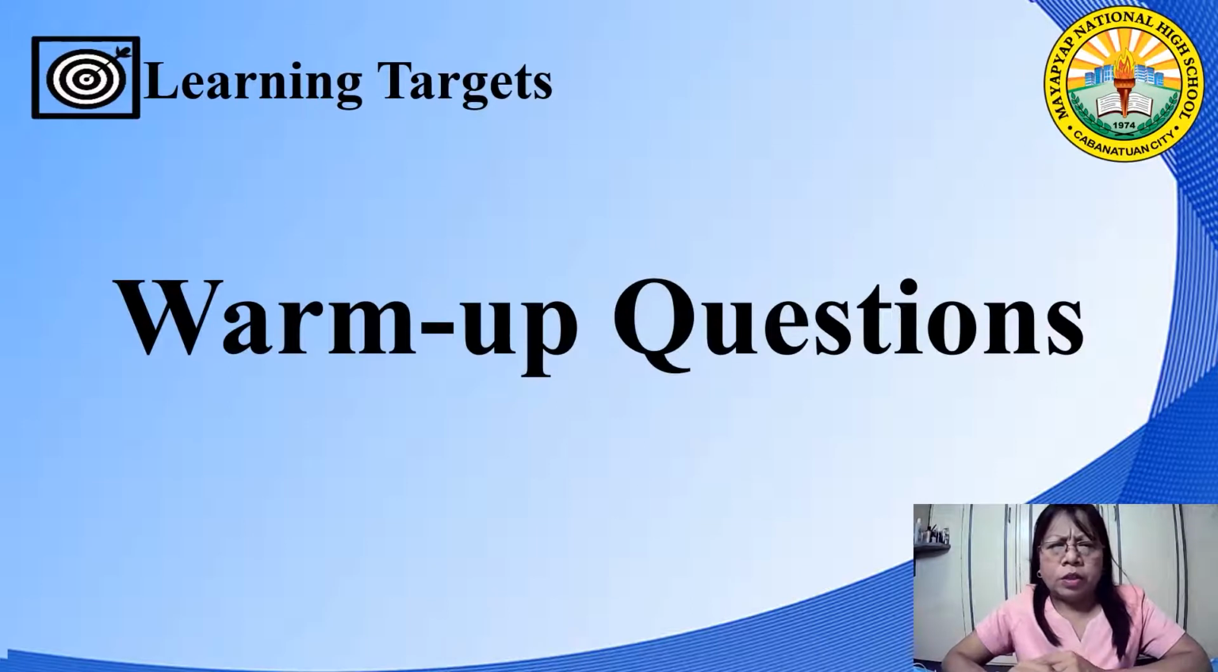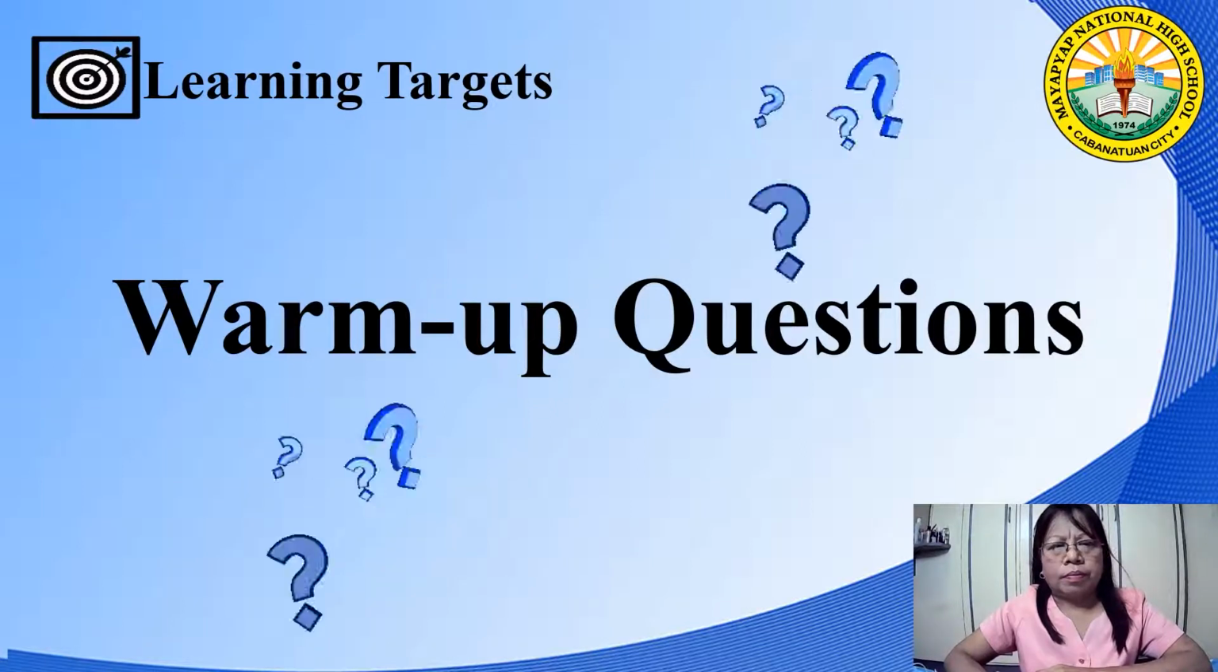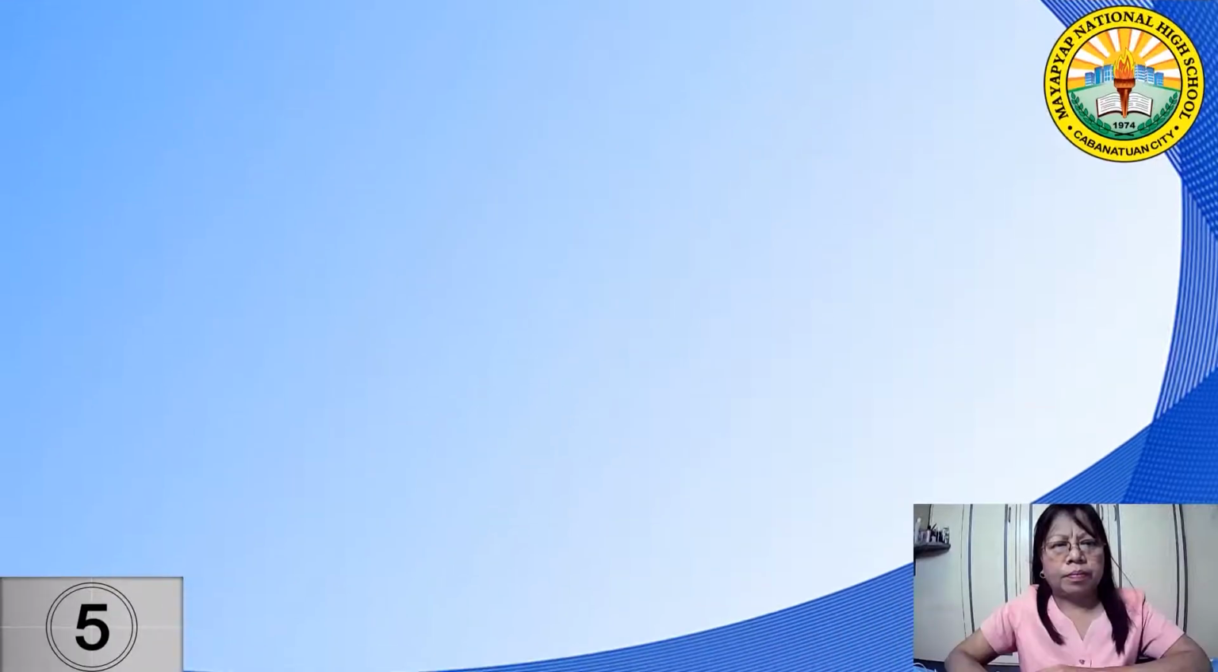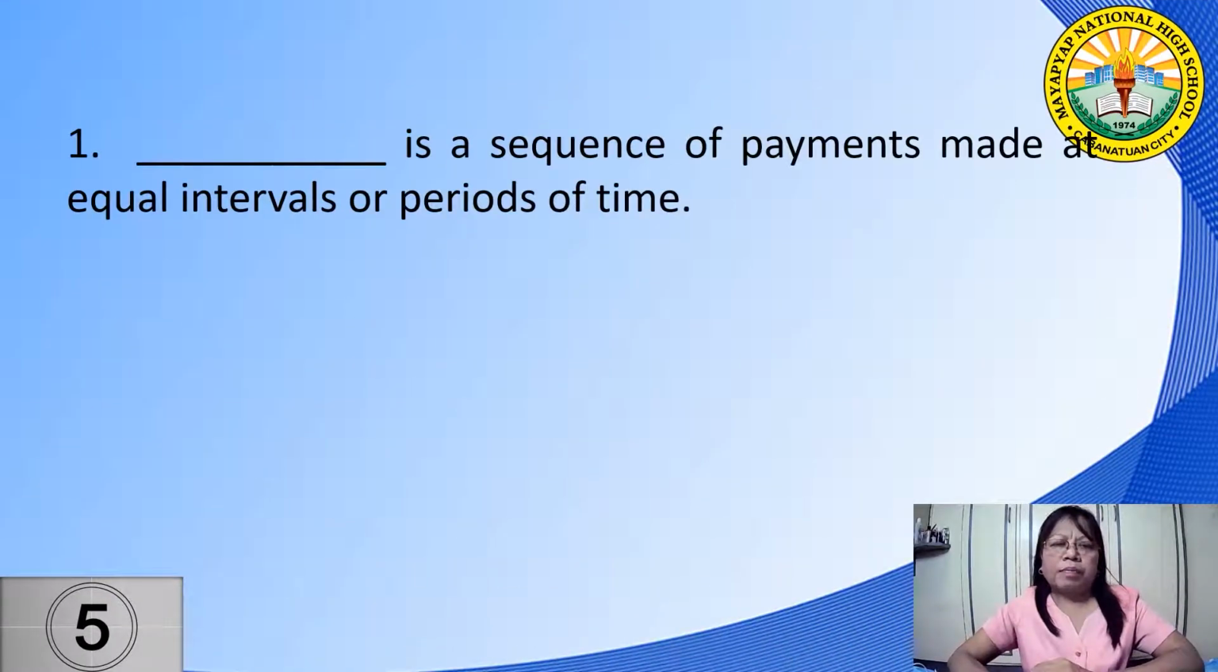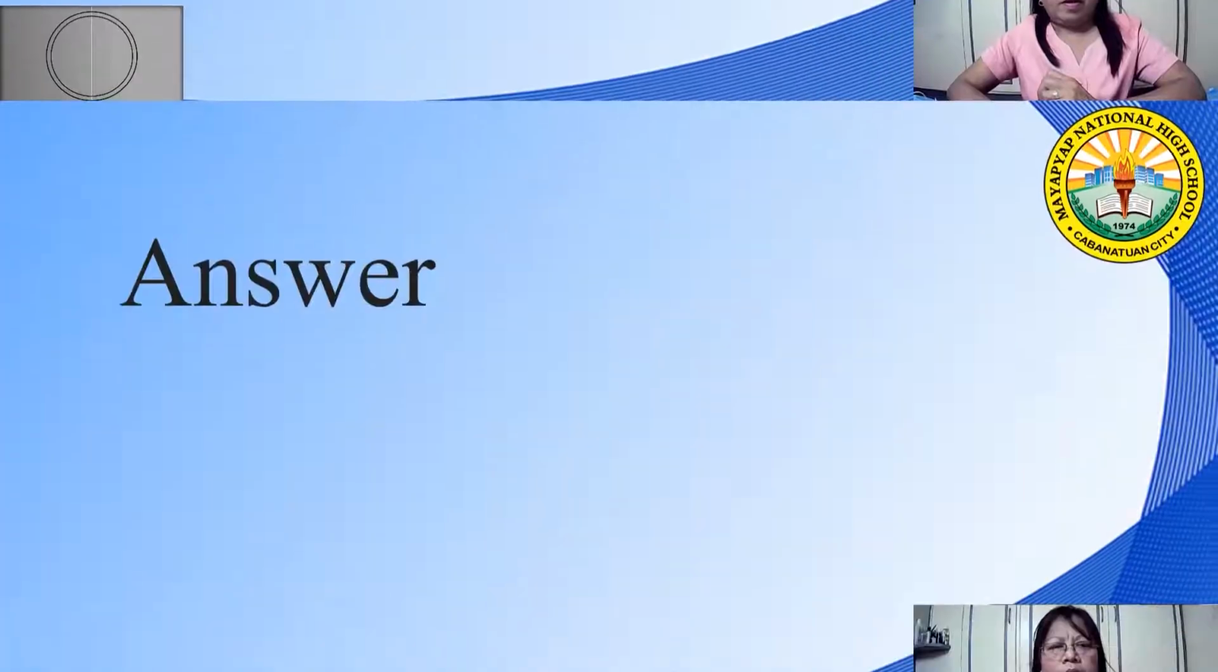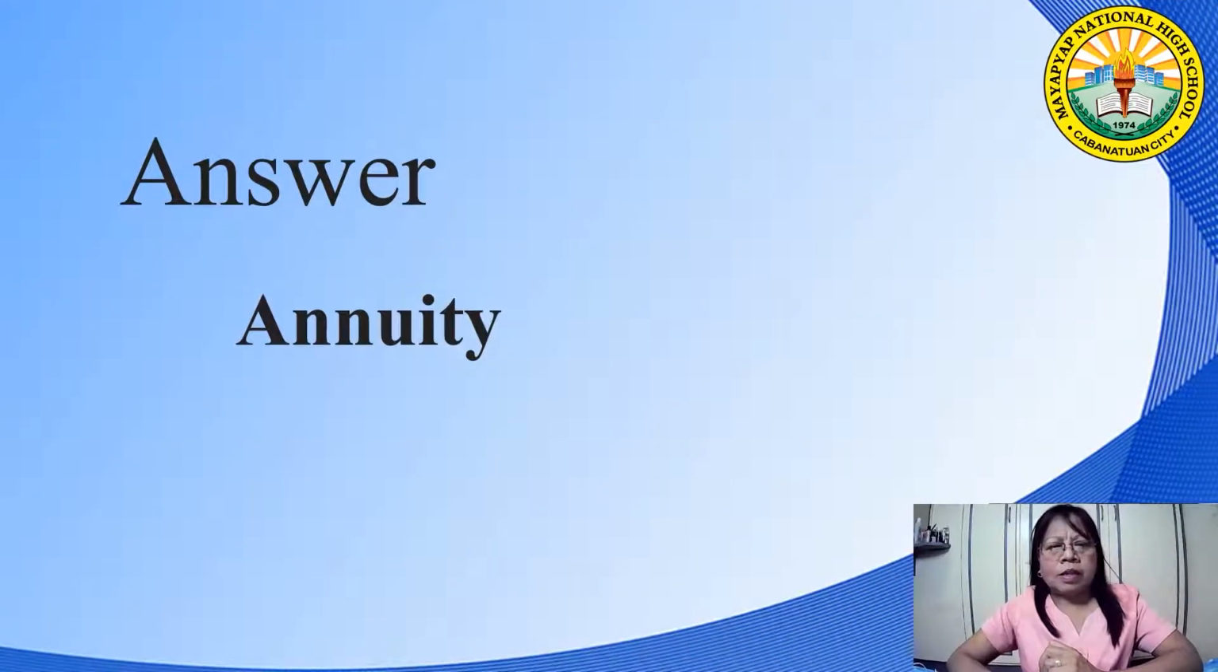Before the lesson, let us have some warm-up questions. I have some questions for you to answer. Question number 1. Blank is a sequence of payments made at equal intervals or period of time. Time starts now. So the answer is annuity.